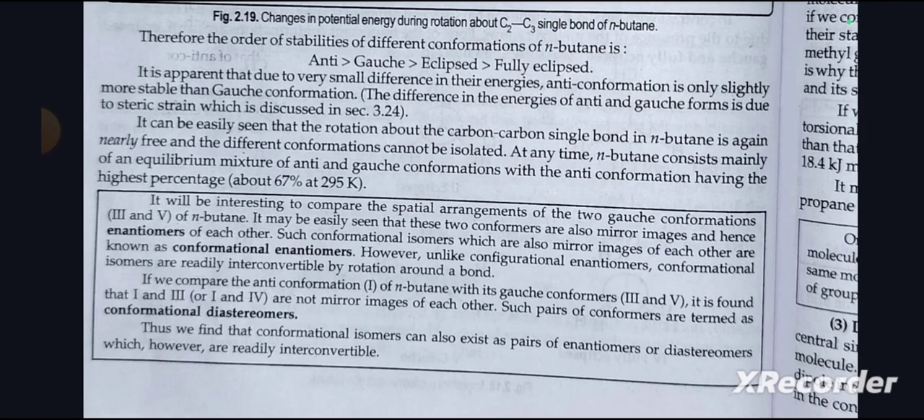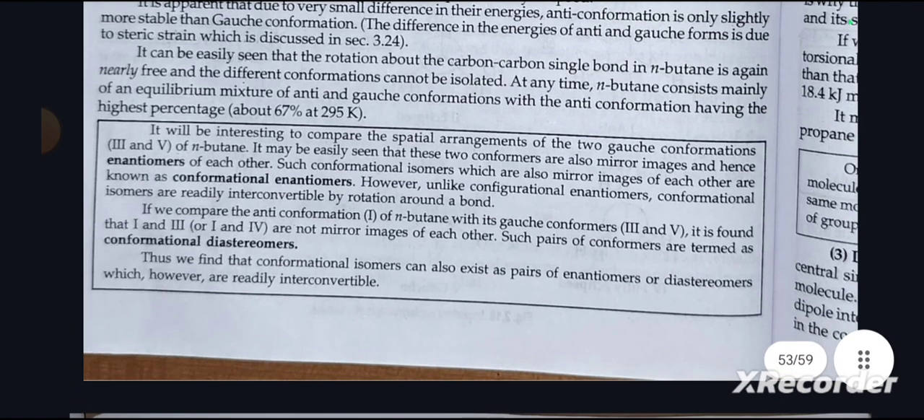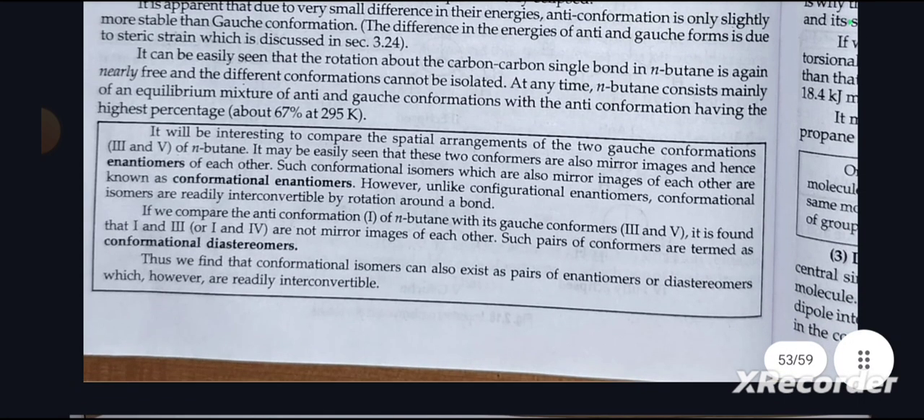Figure 2.19. Change in potential energy during rotation about the C2-C3 single bond of n-butane. Therefore, the order of stability of different conformations of n-butane is anti, then gauche, then eclipsed, then fully eclipsed. It is apparent that due to the very small difference in their energies, the anti-conformation is only slightly more stable than the gauche conformation. The difference in the energy of anti and gauche forms is due to steric strain, which is discussed in Sec 3.24. It can be easily seen that the rotation about the carbon-carbon single bond in n-butane is again nearly free, and the different conformations cannot be isolated.